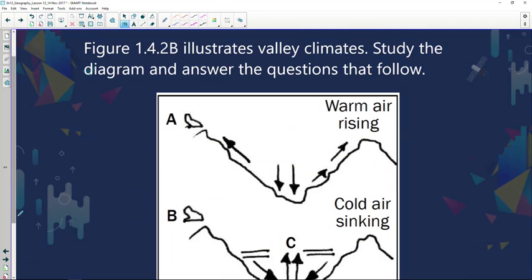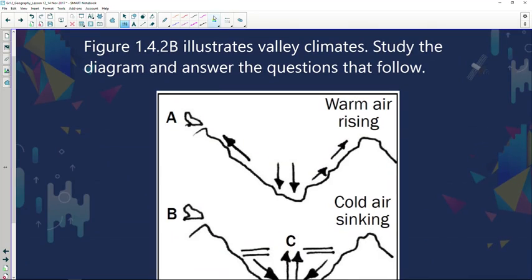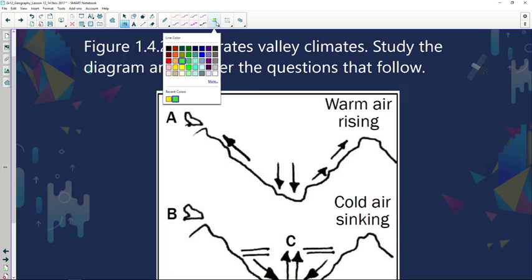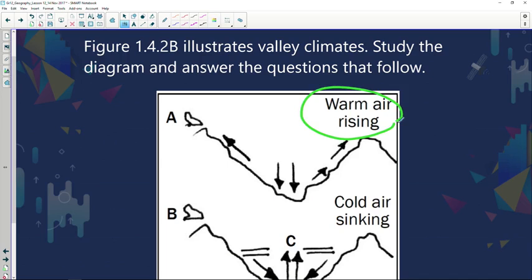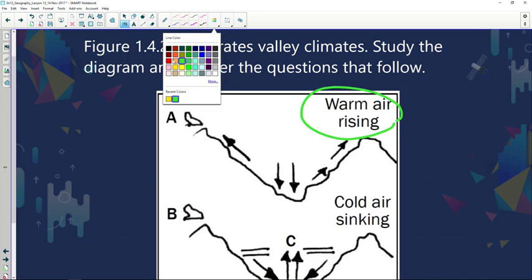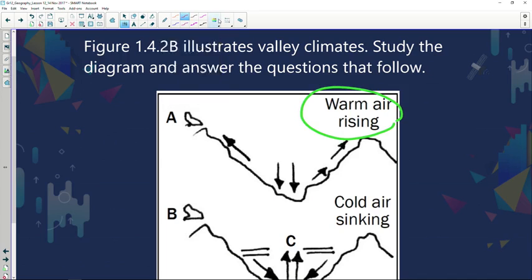Now, without answering the questions, just quickly look at these 2 diagrams and what can we see. Now, first of all, they've mentioned warm air rising. Just going to read. As you can see, the valley shape. Now, what type of valley breeze do we experience? Obviously, because of the warm air rising, we know it's daytime, so we can say it's an anabatic breeze.